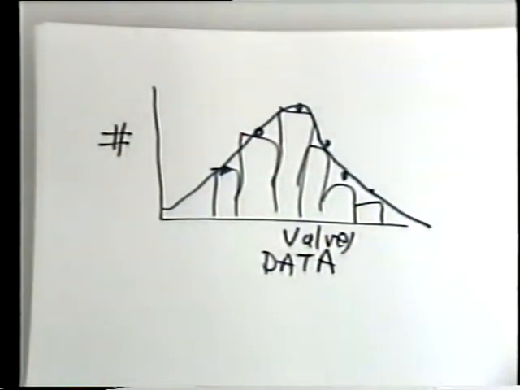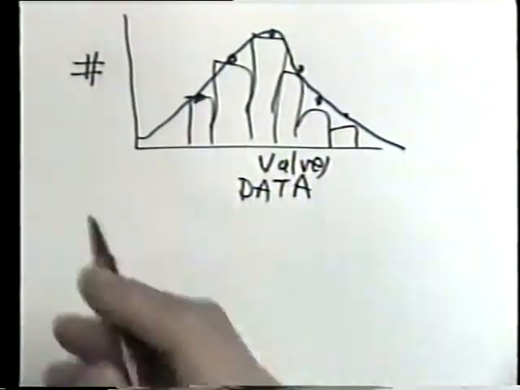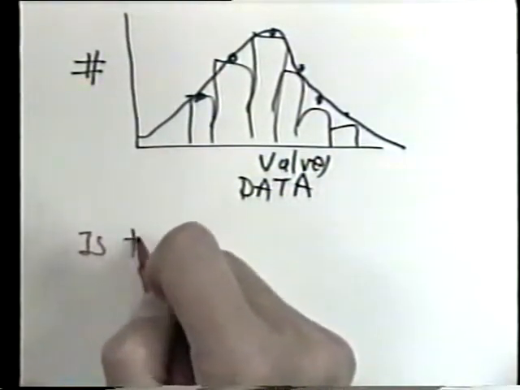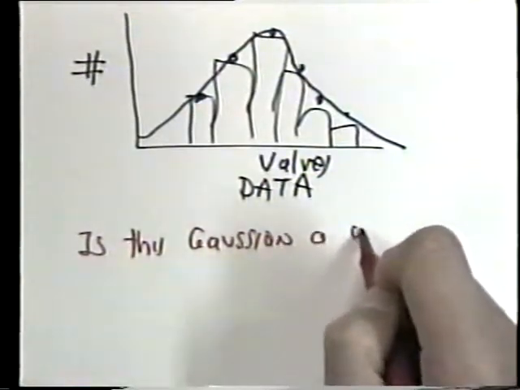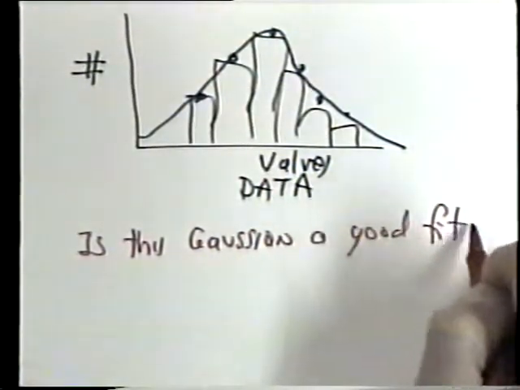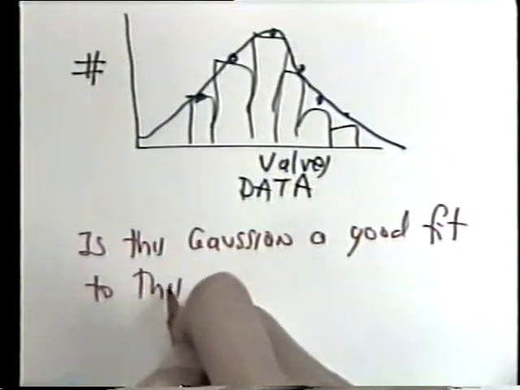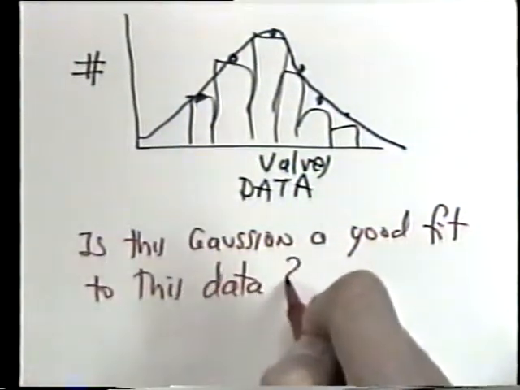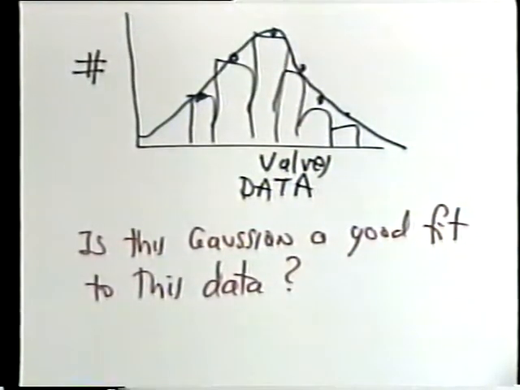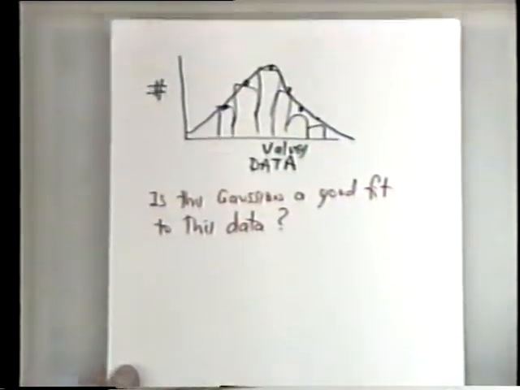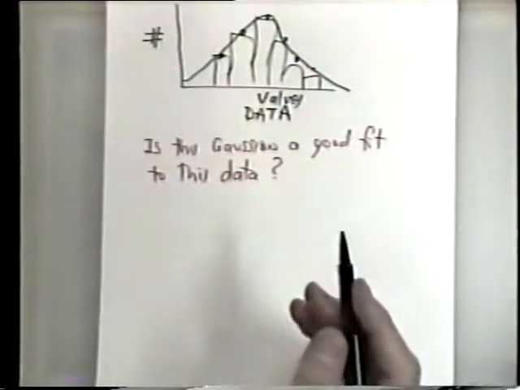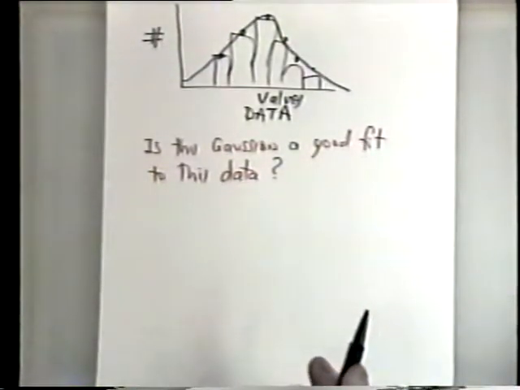And a reasonable question to ask is, first of all, how come I can't draw straight lines? But a second reasonable question might be, is this Gaussian a good fit to this data? And this is different than the question we had before.